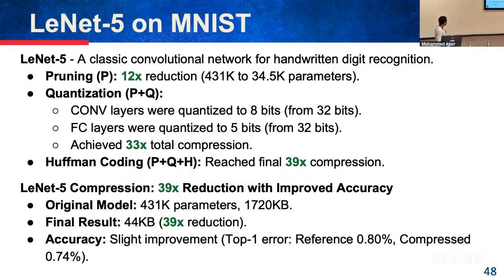So in the end, they were able to reduce this model 39 times from 431,000 parameters. The original size was 1720 KB, but the final result after 39x reduction is 44 KB. And there is a slight improvement in the accuracy. There is improvement in accuracy because all of this is running on SRAM as opposed to DRAM, so because of that, we can find a little bit of improvement in accuracy.